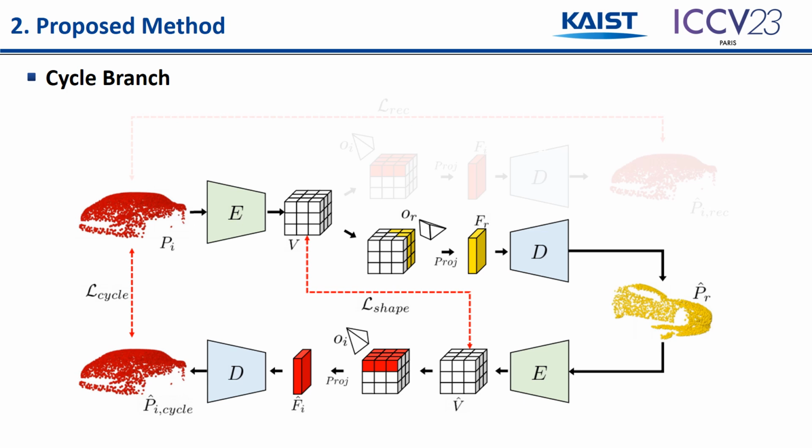This time, the PI cycle head should be identical with PI because the input pose is used, so we can constrain them with cycle loss. Also, both feature V and V head should be similar since the input point clouds of them share the same object. So we also define shape loss to constrain them.